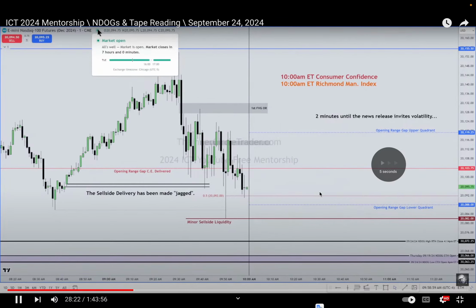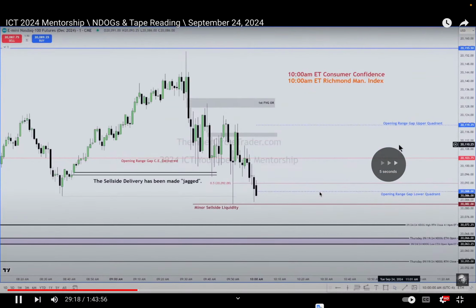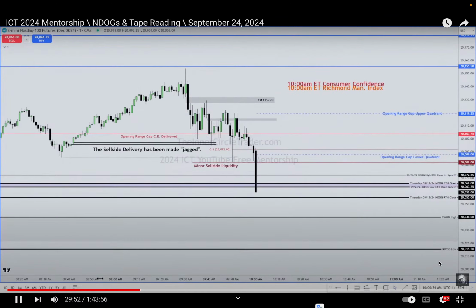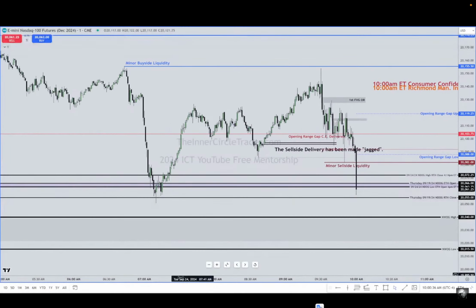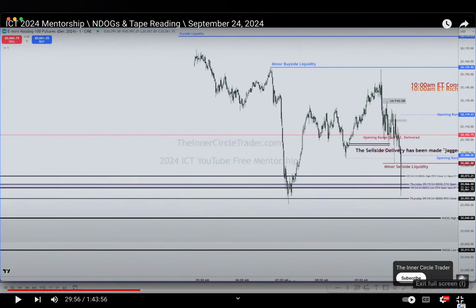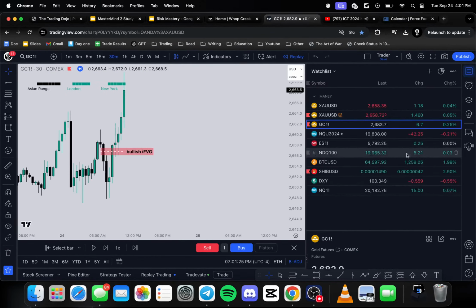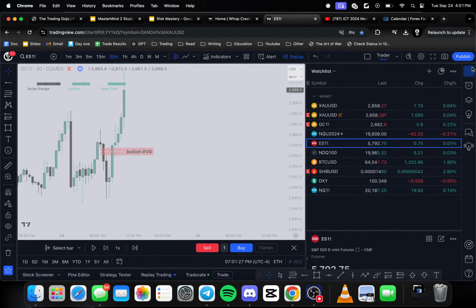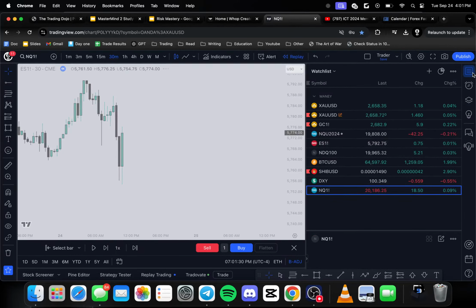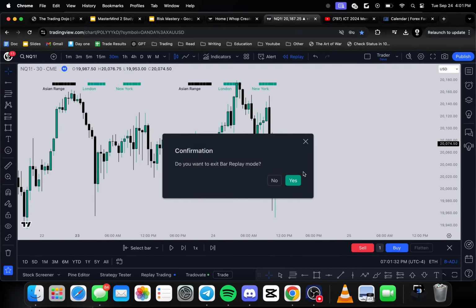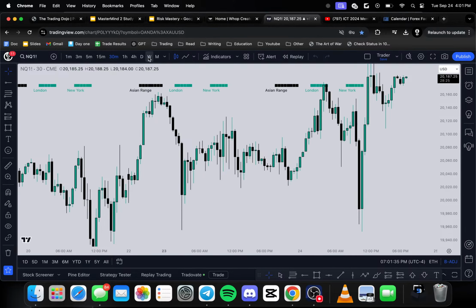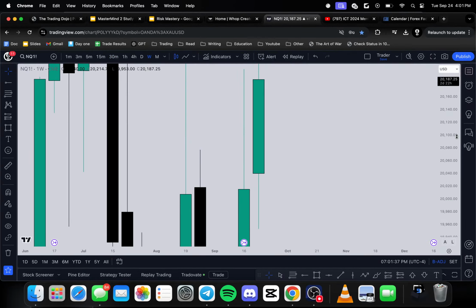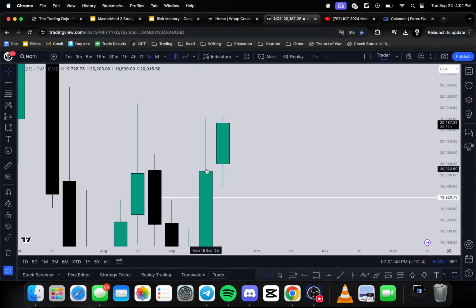So let's see what happens here. So news just started. We manipulated on the sell side. We have the new day opening gap right below. There we go. We tapped into the new day opening gap. We also have the new week opening gap. I can show you guys on the chart. Let's see. In Q1. So what is a new week opening gap? It's the gap from Friday's close to Sunday open.